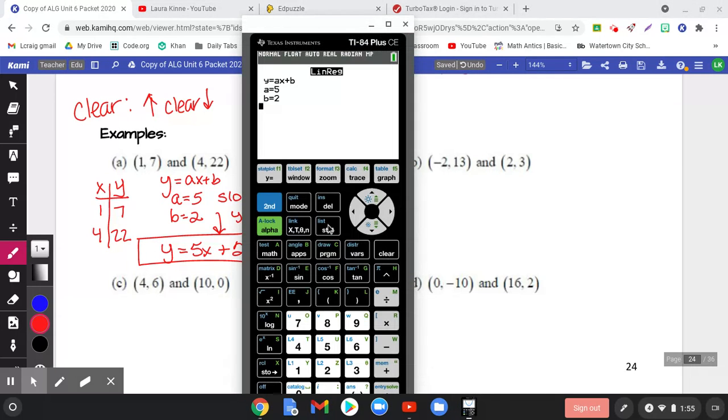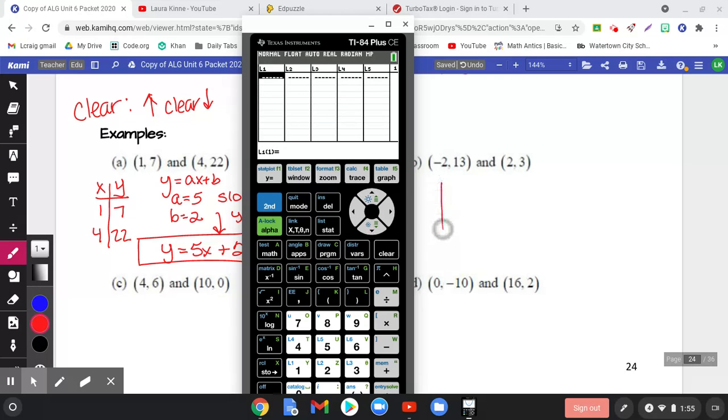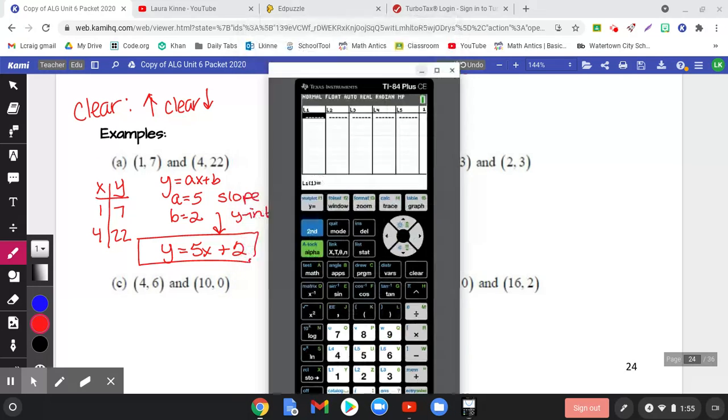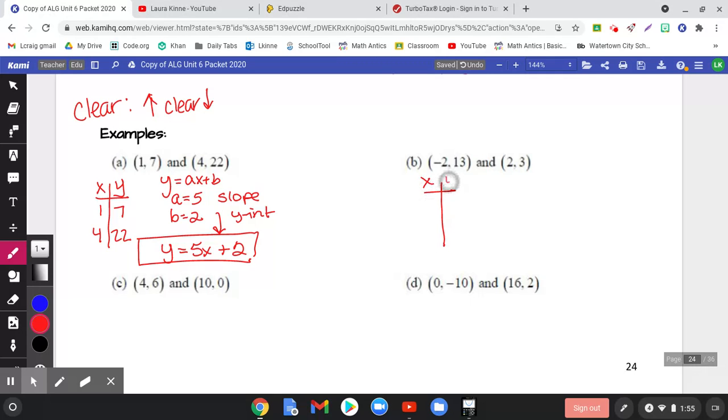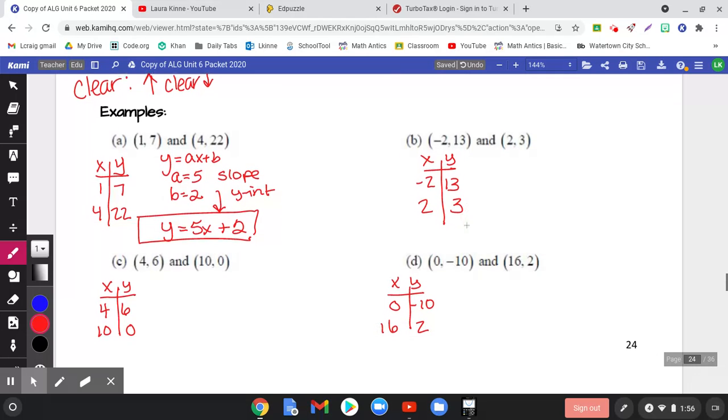So again, hit stat, enter, up, clear, down. Get your table ready. I'm actually going to get all my tables ready right now. Negative 2, 13, 2, 3. This one, 4, 6, 10, 0. Over here, 0, negative 10, 16, 2. And we are ready to go.